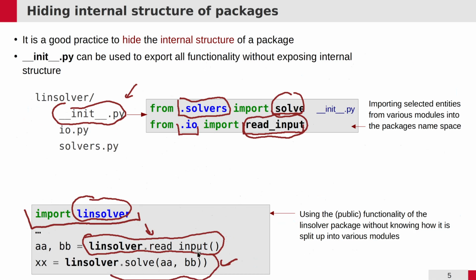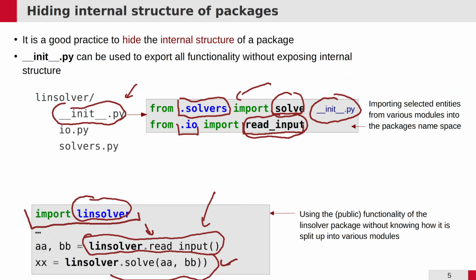If I just make up my mind later during development and I would put the solve function not in the solvers module but in some other module because it makes more sense for the internal structure of my project, it doesn't really matter because the users are not using it from the concrete modules but from the package, and I can just always adapt __init__.py and hide the changes from the users, so whoever is using my library, my Python module, would be able to use it without changing the code.